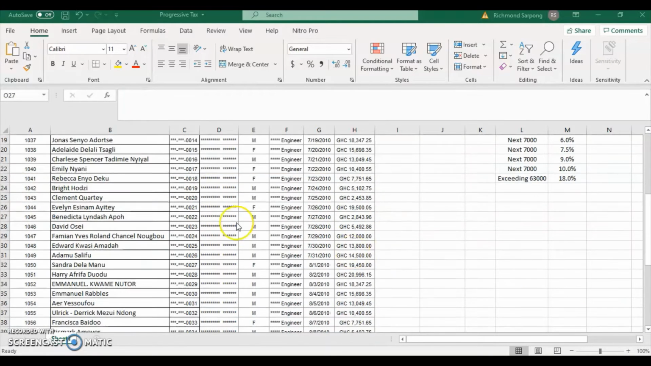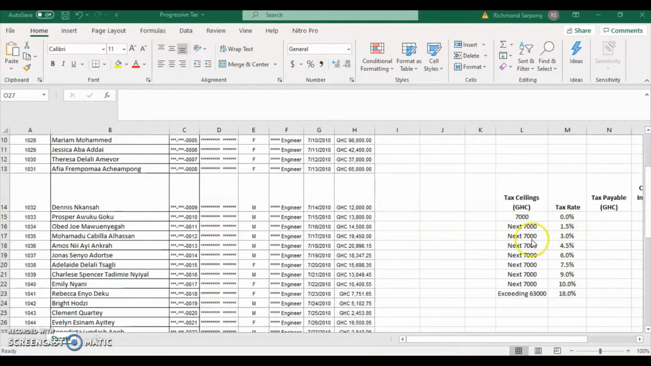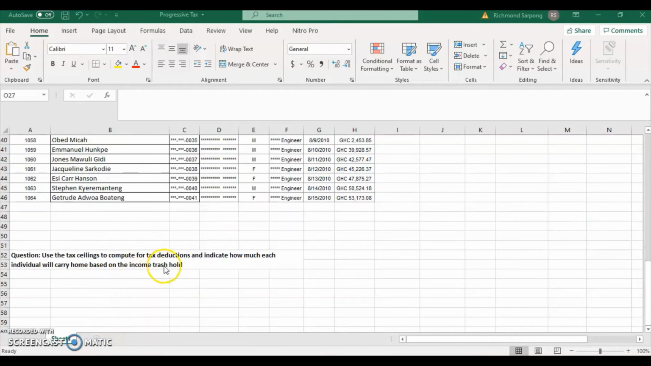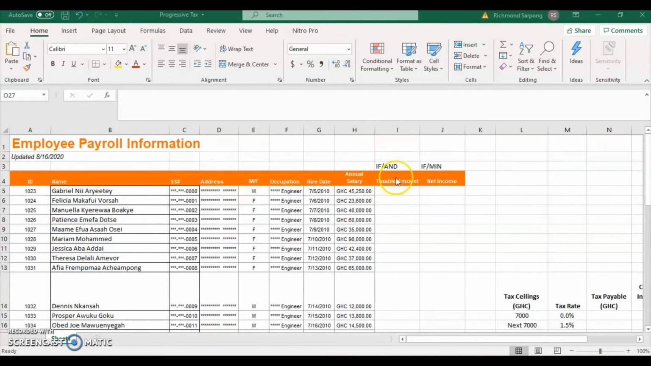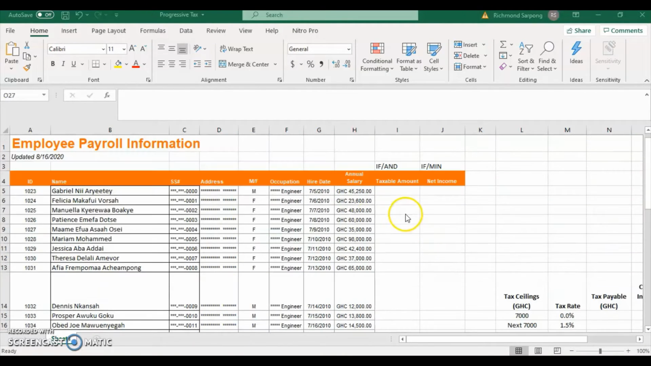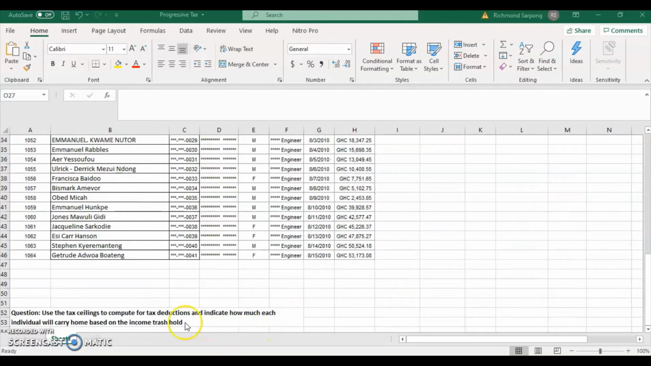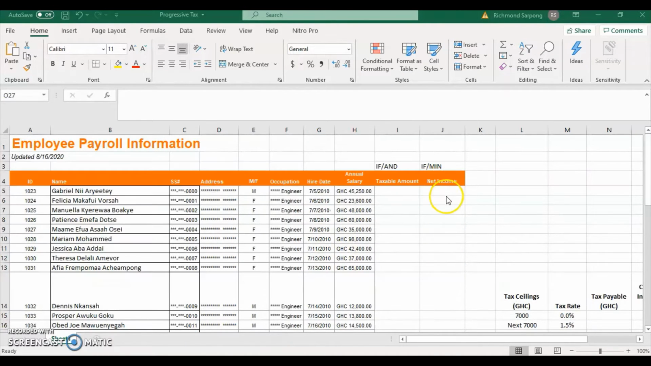Okay. We have to use the tax ceilings, which is this end, to compute for tax deductions. So we are going to do tax deductions that will be deducted based upon every income level they receive, which are different, and what will be the take home income. But there's the taxable amount, or what the person is going to pay at the end of the year, and we'll do the net income.